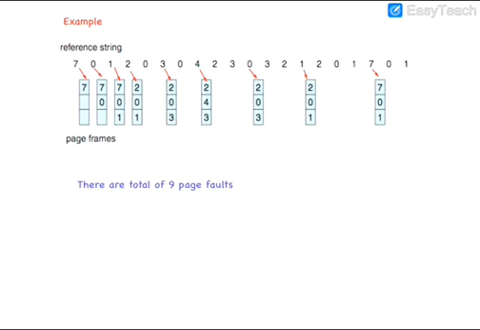Now a reference is made for page 2, so we have to replace a page. Using the optimal page replacement algorithm, we have to find the page which is referred farthest in the reference string. 7 is referred here. 0 is referred next itself. 1 is referred here. So 7 is referred farthest, so 2 will be replacing 7.